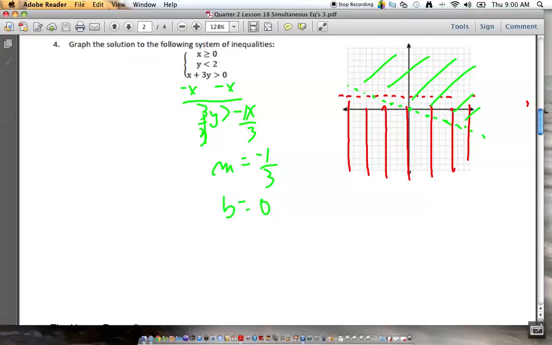Okay. Now I get to the first one. And this has no slope about it at all because it doesn't say y equals. So any x equals line is always a perfectly vertical line. In this case, it goes through 0, so it's actually going to be the y-axis. It's the same exact line, except I'm going to shade to the right. So my solution set is the part right here that's triple shaded.